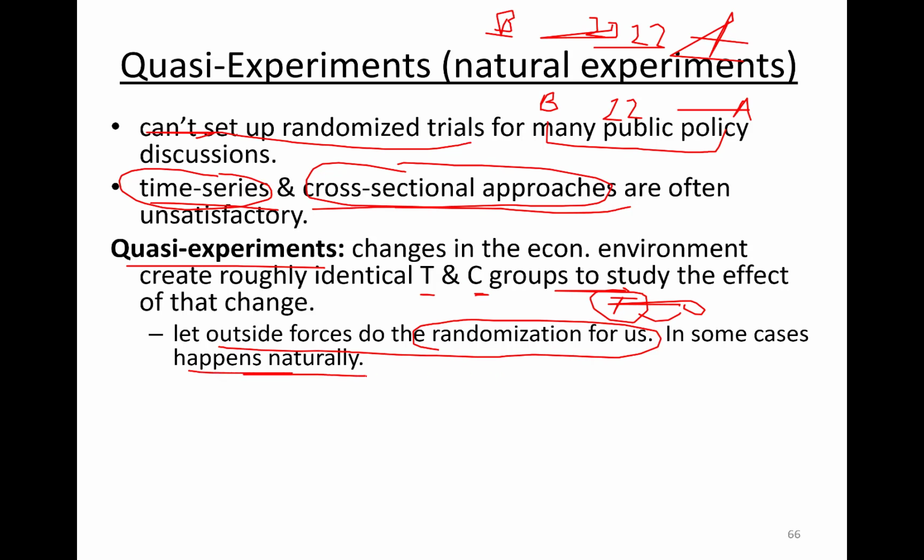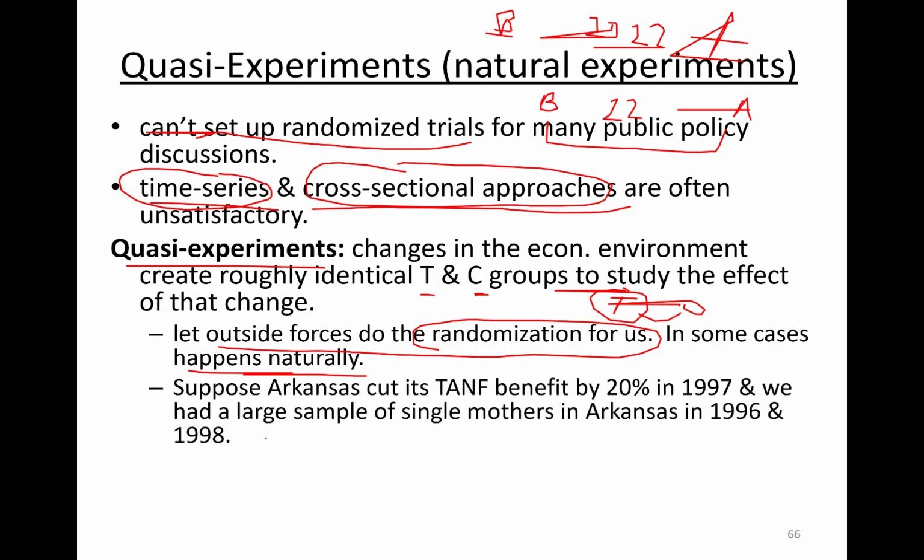In some cases, it happens naturally. That's why we call it a natural experiment. So let's take a look at this example. Suppose that Arkansas cut the temporary assistance to needy families benefit. Okay, this is a cash benefit, by 20% in 1997. So Arkansas is doing this random cut by 20%. So we had a large sample of single mothers in Arkansas observed in 1996 and 1998. So 1996 is before this policy change. 1998 is after the policy change. And Arkansas is the treatment group.